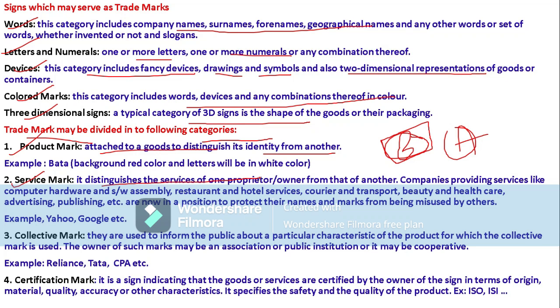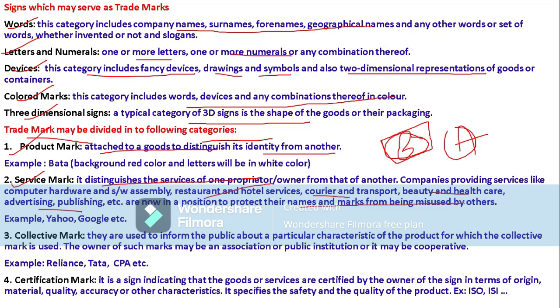Companies providing services like computer hardware or software assembly, restaurant and hotel services all come under service mark only. Restaurant and hotel services, courier and transport, beauty and healthcare, all these are services only. Advertising and publishing are now in a position to protect their names and marks from being misused by others. Everyone has their own mark, so they are protected and safeguarded under the trademarks.